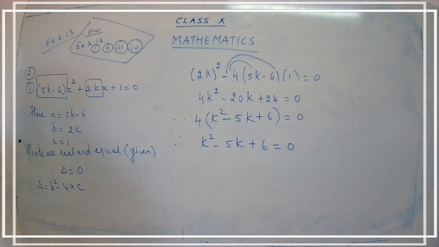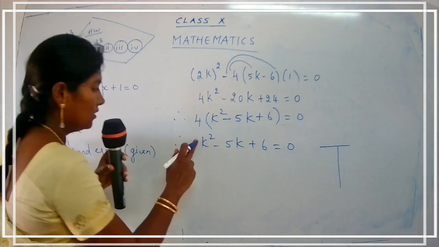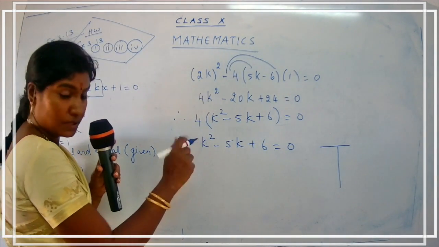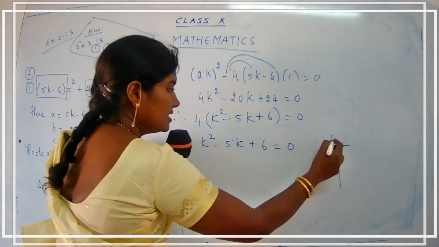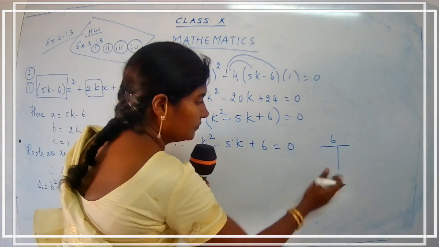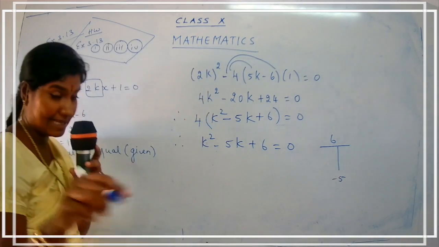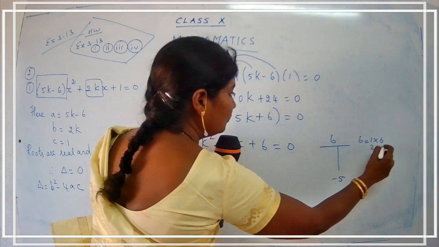So now what I'm going to do? I'm just going to use a t method. You are all thorough with your t method. Yes? So I'll put a t method over here. It's 1. The coefficient of k square is 1. And you have here 6. So 1 into 6, 6. What is the middle term? Minus 5. Split 6. 6 is 1 into 6. 2 into 3.